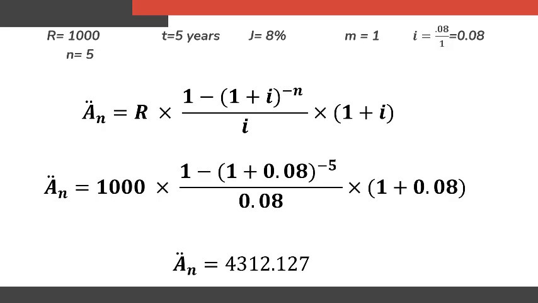We have R equal $1,000, and for T equal 5 years, J equal 8%, M equal 1. So I equal J equal 8%, and we have 5 annuities. A double dot N will be equal to 4,312.